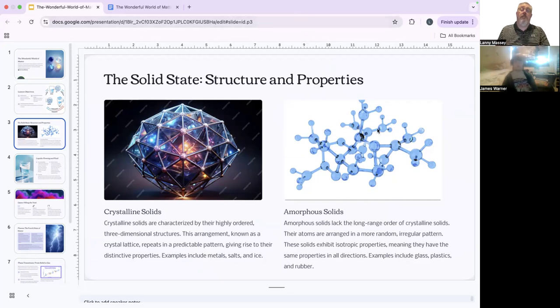Now, amorphous solids, on the other hand, amorphous means there's not an arrangement. So the molecules are there, they're bonded to each other, but they don't take on a specific pattern. They're very random, and that allows them to form very different shapes. They don't have very specific shapes when you get to the atomic level. Glass, plastics, and rubbers are all very good examples of amorphous solids.